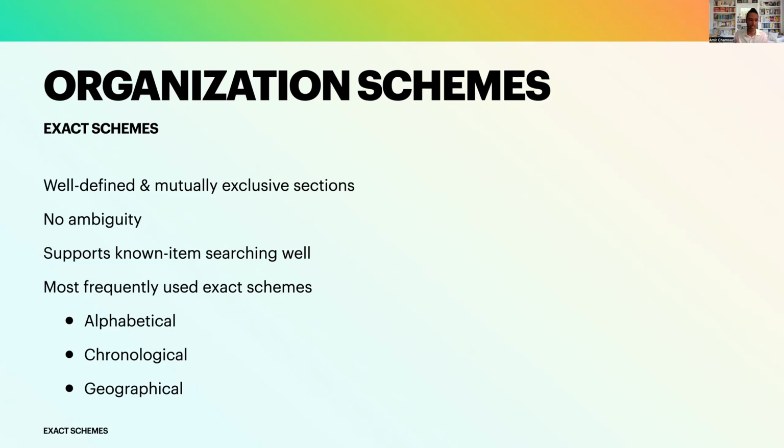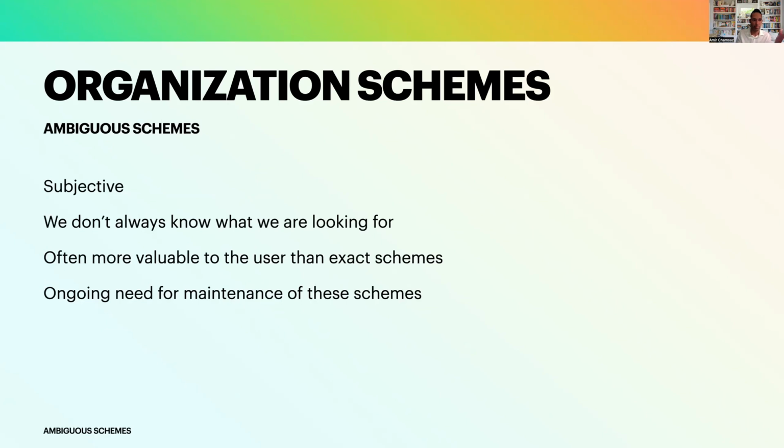Chronological means by time. News items or feeds a lot of times are chronological. So it's exact, it's specific. If you want to find articles from yesterday, they're all grouped together. Geographical is based on a map. So let's say an app that shows items at a specific location. You go to that location, you see all those items. These are exact schemes. Ambiguous schemes are subjective.